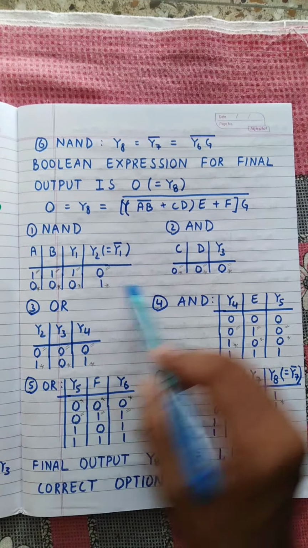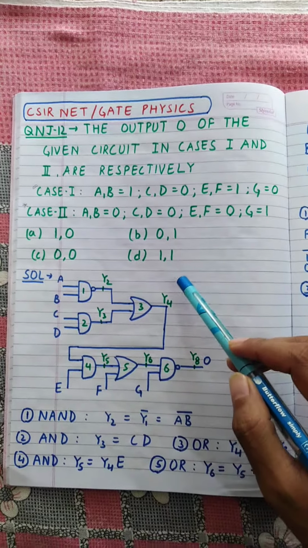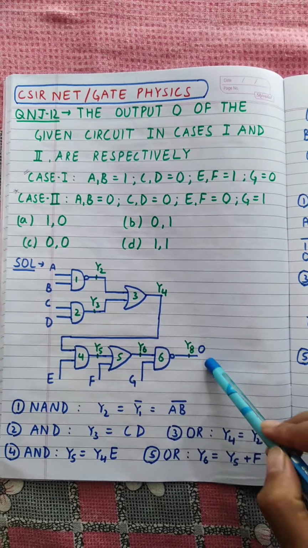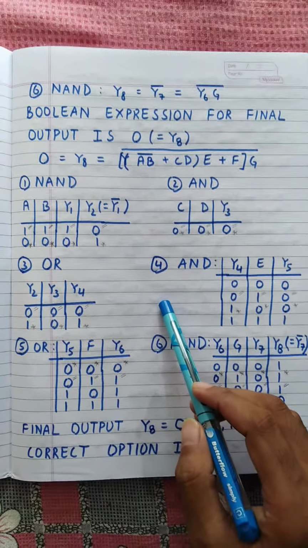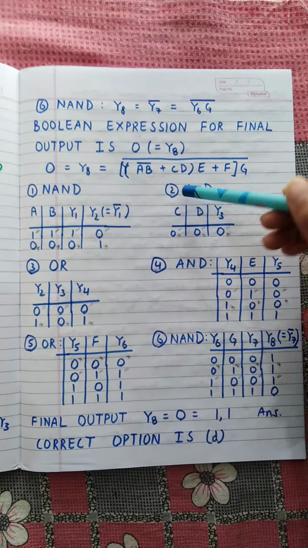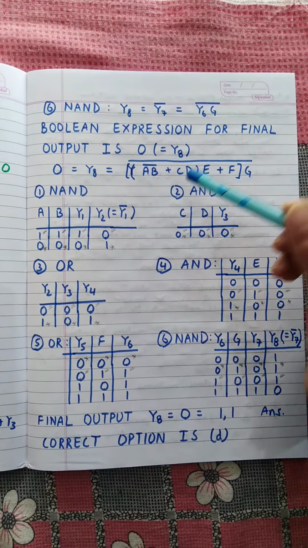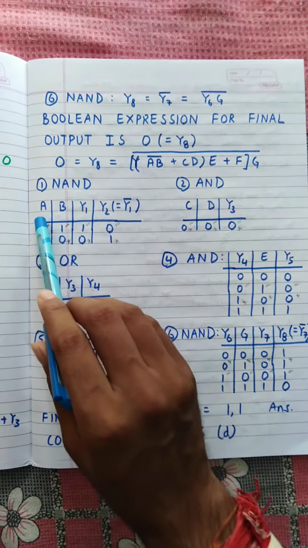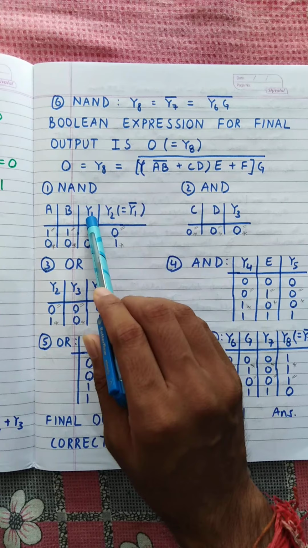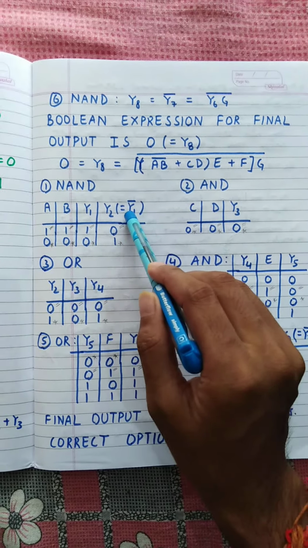Now, to get the output O: the options are given in 0 and 1, so we have to obtain the final output across gate Y8. What we will do is write down the truth table for each of these gates according to the question. The first gate is the NAND gate. Our inputs are A, B, the output will be Y1 for the AND, and with the NOT it is a NAND, so Y2 will be Y1 bar.